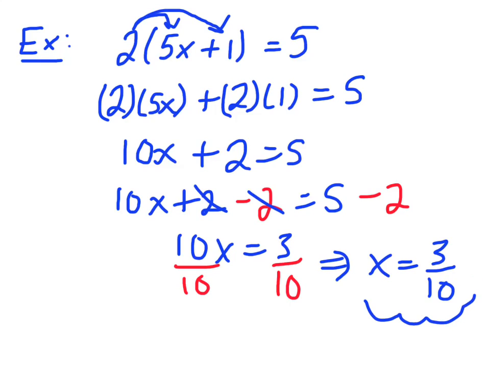And you can just simply leave it like that. Don't worry about writing it as a decimal, 0.3. Just leave it like that. It's perfectly fine. So that's a typical example of how to do distribution. So the only real way it gets harder is if you have more distribution or you have fractions.